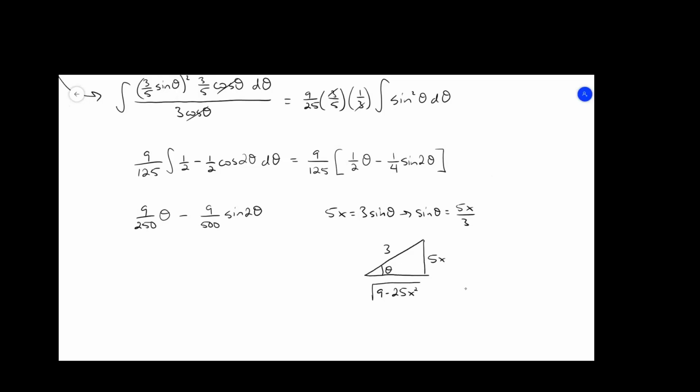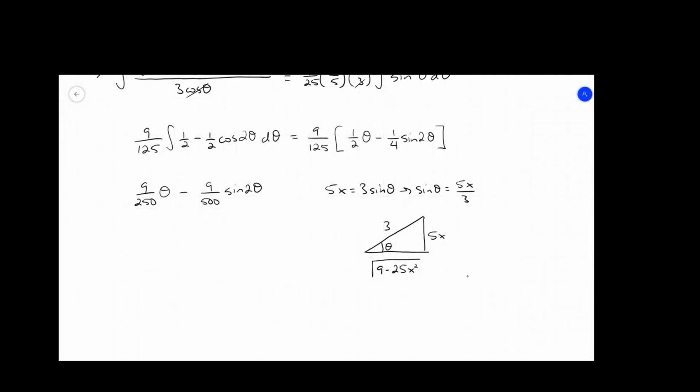Okay, so now we've got to use that drawing to come back over here and change these back into x's. Okay, so in fact, I've got a quick way to figure out what theta by itself is, right? There's a theta sitting there by itself, without any sine or anything like that. I just have to solve this thing for theta. So theta is equal to the inverse sine of 5x over 3. So that's what that theta right there is going to become.